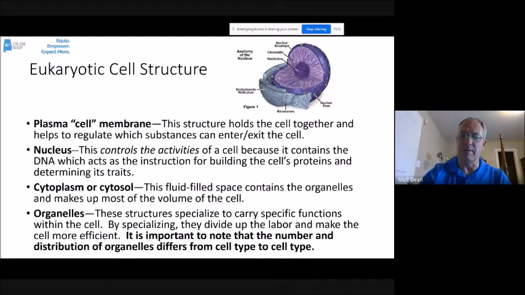Notice the bold statement here. It's important to note that the number and distribution of organelles is very different from cell type to cell type because the cells specialize. A cell that uses a lot of energy needs a lot of mitochondria. A cell that makes a lot of proteins and transports those proteins out of the cell may need a lot of rough ER. We'll talk more about those structures, those organelles, as we go.